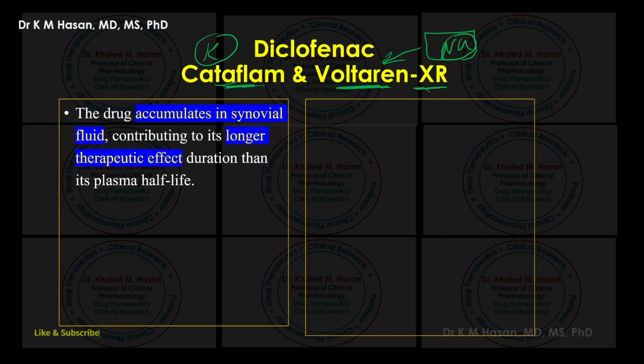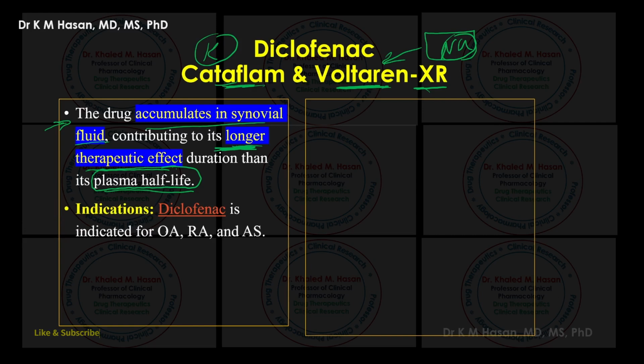Next, how does this medication work? When you prescribe this medication, it accumulates in the synovial fluid in the joints, and this gives a longer duration of action, a longer therapeutic effect, compared with the plasma half-life. So for Voltaren, we don't rely on the plasma half-life, we rely on the accumulation of the medication in the synovial fluid. This medication is used for osteoarthritis, rheumatoid arthritis, and ankylosing spondylitis.